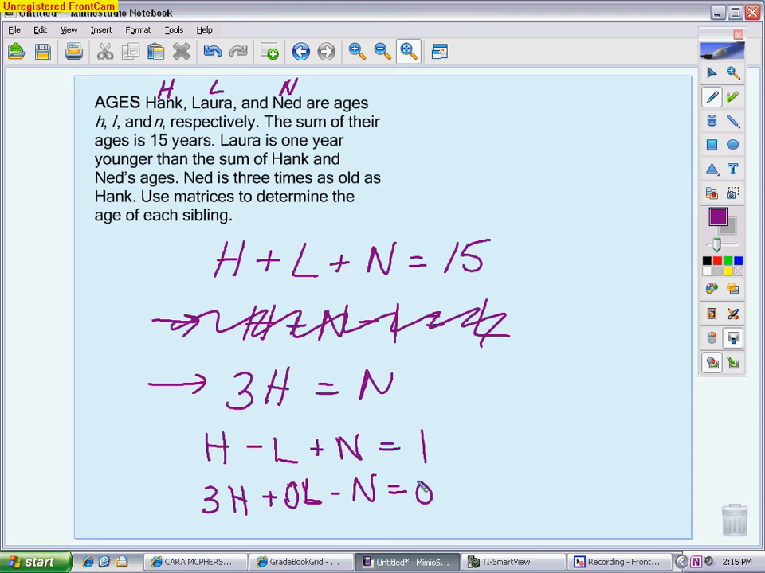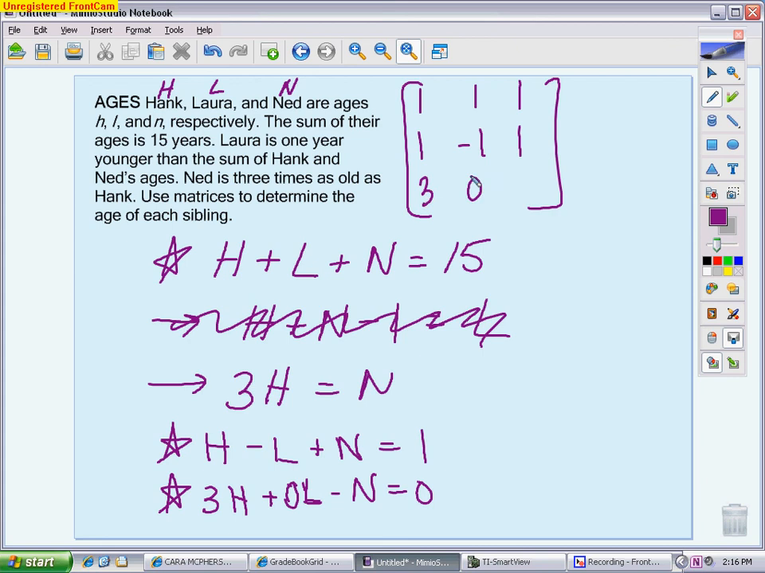Now I want to take my equations and set up a matrix, and this is the work you're going to have to show on your test. My first line, I'm using my coefficient matrix. I get 1, 1, and 1: 1H, 1L, 1N. That's coming from this equation. My second equation, I'm going to come all the way down here. My coefficients are 1, negative 1, 1. My third equation, coming down here, my coefficients are 3, 0, negative 1.